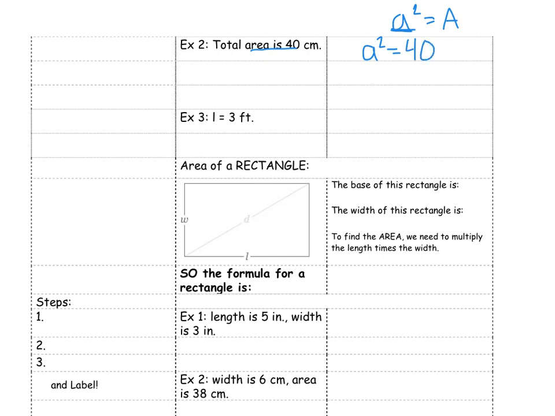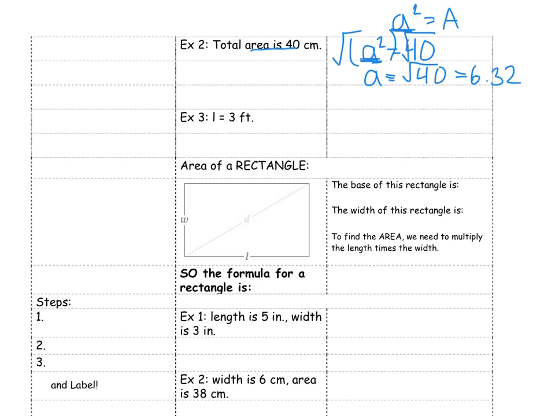So now let's try to work backwards. We have to figure out what squared will get us 40. Well, I know if I square root each side, I can get a by itself. So a is going to be the square root of 40, or 6.32. In this unit, we can use a calculator, so just keep that in mind.